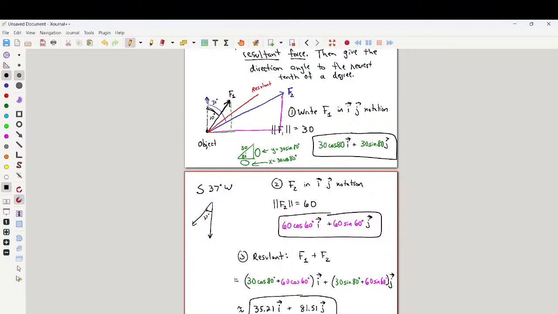It's the same as question 1. All we're doing is writing it in its I and J notation. Force 2 is this. We already have its magnitude, but what I wanted to be careful of is when we write it in I and J notation, we have to consider its position starting with the positive x-axis, because that's just how I and J notation is considered to be, from the positive horizontal axis. So a bearing is not in standard position.